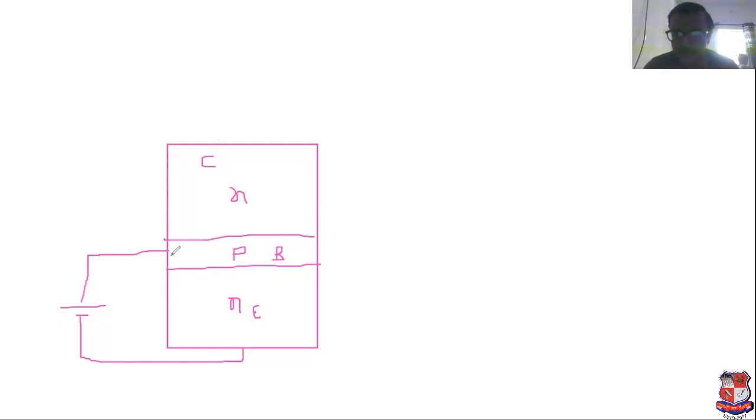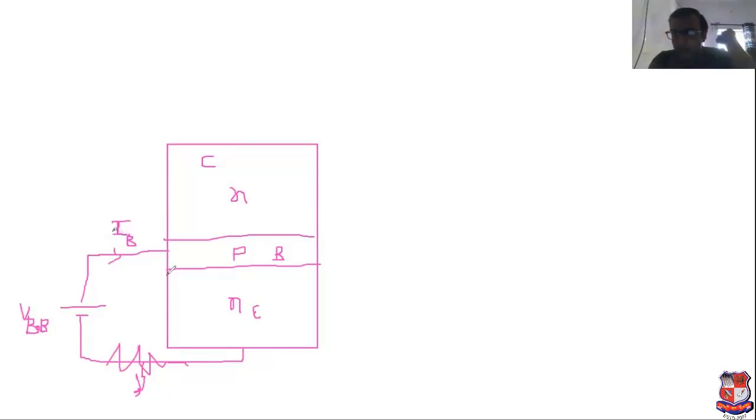So for transistor operation, the base-emitter junction must be connected in forward bias, and the collector-base junction must be connected in reverse bias. First of all, the base-emitter junction is forward biased through this battery, which is known as VBB. That's why I have written VBB here. Here one resistor is also present, which is known as RB. Now current flows here, which is known as IB, because the input current is IB.